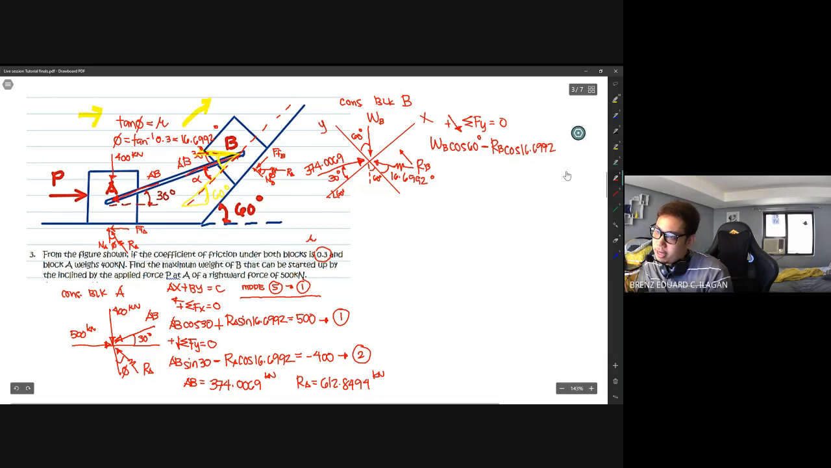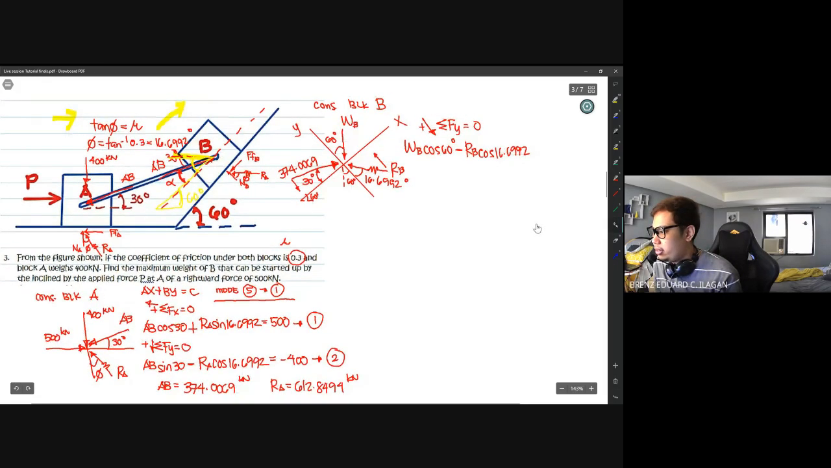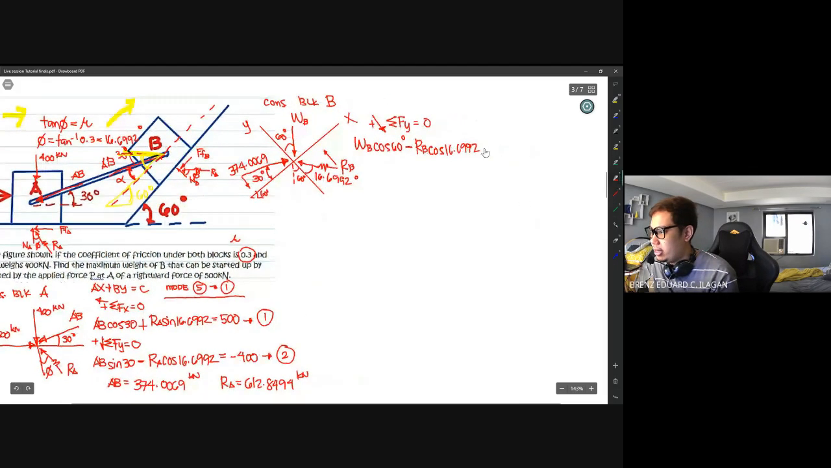Tapos, ano pa? May nakalimutan pa ba tayong force? Itong 374. So, ang direction niya is going in this direction. So, that will be plus, kaso transpose ko na sa kabila, so that will be negative. So, bantayan nyo rin guys yung mga sign ha. Kasi, isang mali lang dyan, apektado yung final answer. So, plus siya dito. Plus dapat. Kaso nilipat ko nga sa kabila. So, magiging minus 374.0069, sine 30. Okay lang? So, this will be our equation number 1.